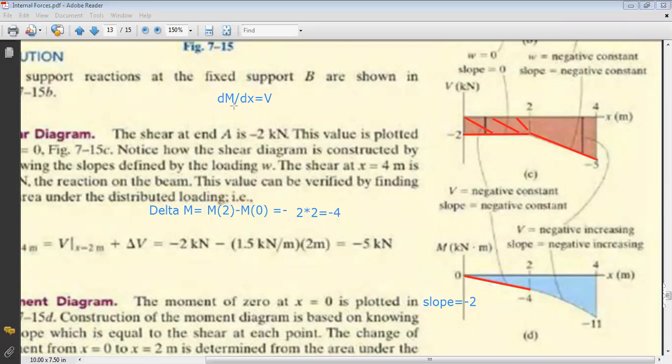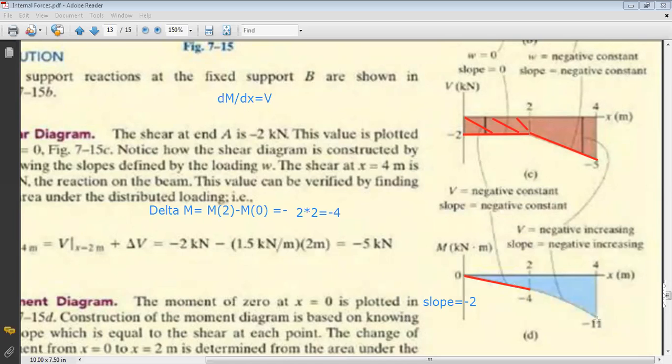So if V is constant, M is linear. If V is linear, M is second degree. If V is second degree, M is third degree. Okay? So I have a parabola here. It's a parabolic shape, second degree parabola.